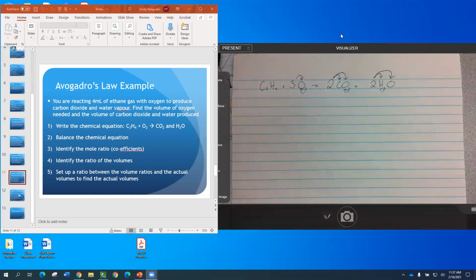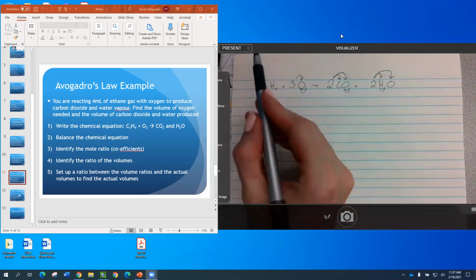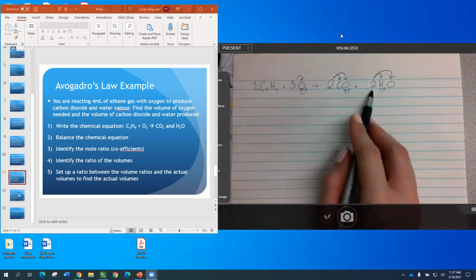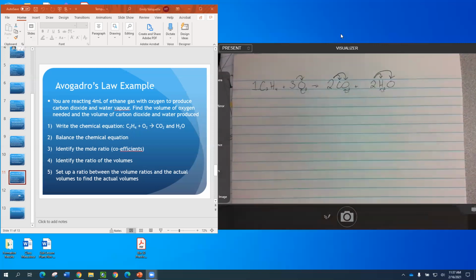The next step is identify the mole ratio, which is just the coefficients. So that is an imaginary 1 to 3 to 2 to 2. So that is also the ratio of our volumes. Then it says set up the ratio of our volumes to the actual volumes and go from there.